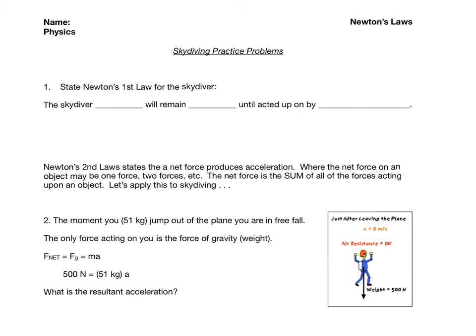Hey, the skydiver could be at rest and will remain at rest until acted upon by gravity, right? When the skydiver jumps out of the plane. Or it could be the skydiver is in motion and will remain in motion until acted upon by the parachute, right? The parachute or drag could be an outside force to change them from one state of velocity to a new state of velocity, or even just air resistance, right?